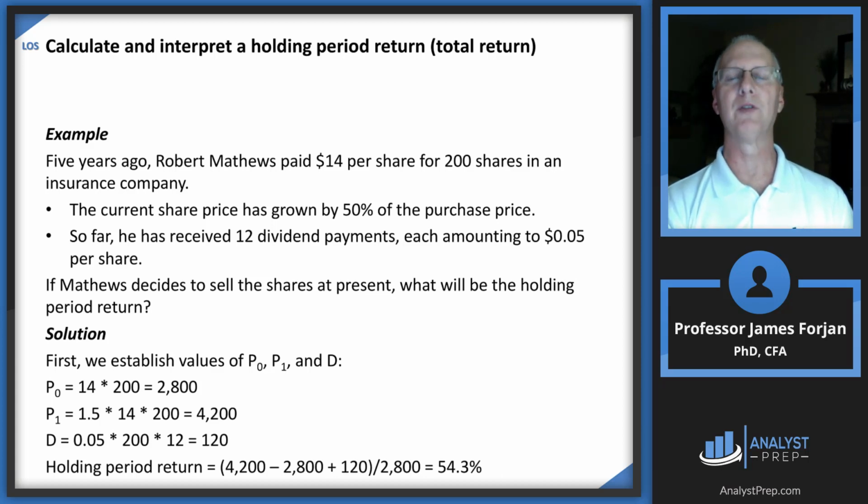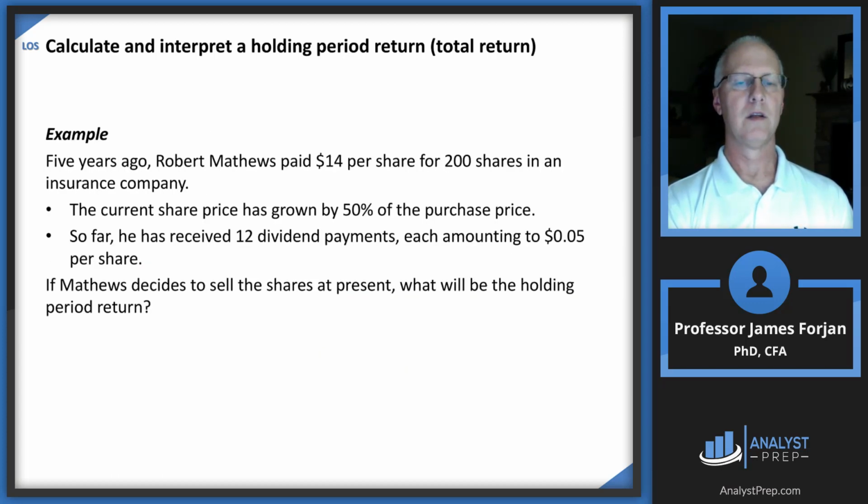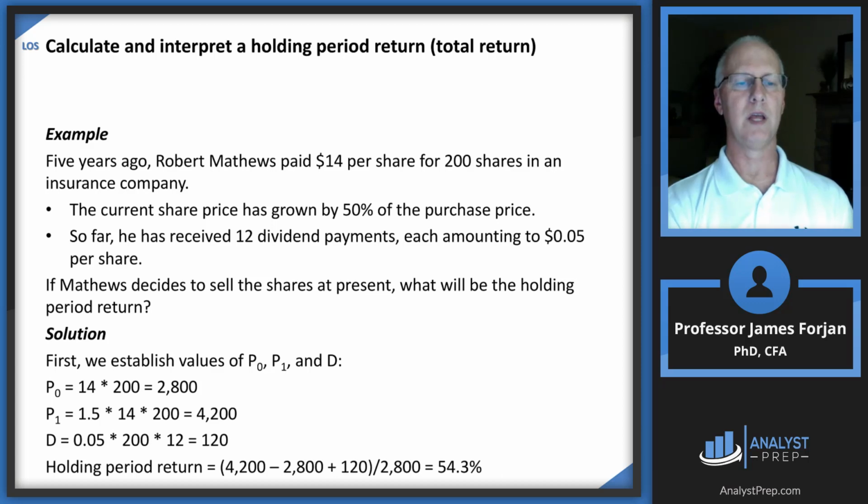So let's establish those values back in the formula. Let me go back real quick. Let's establish those values of P1, P0, and D. Do we have a D in this one? Sure, we have a D. So P is 14 times 200. So it cost Matthews $2,800 initially. And then he received some dividends there. There's the 5 cent dividend.